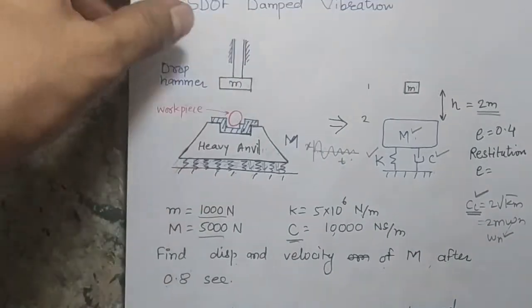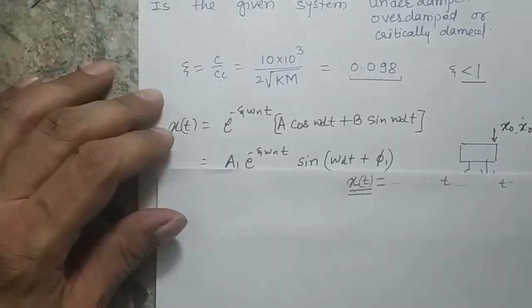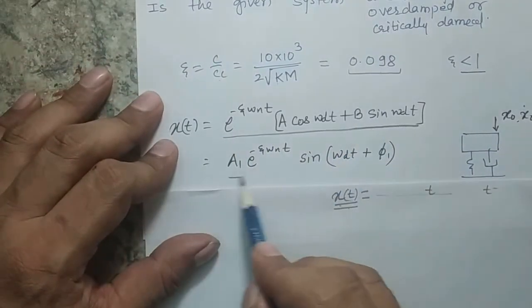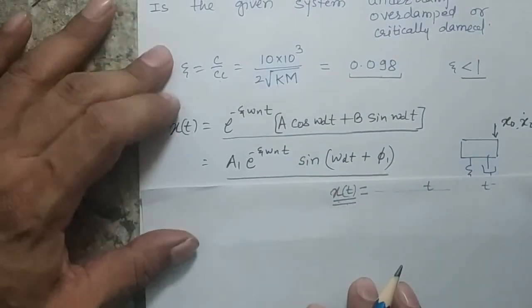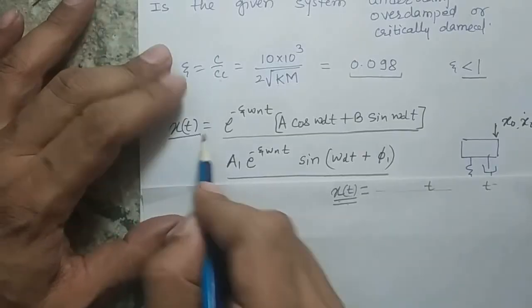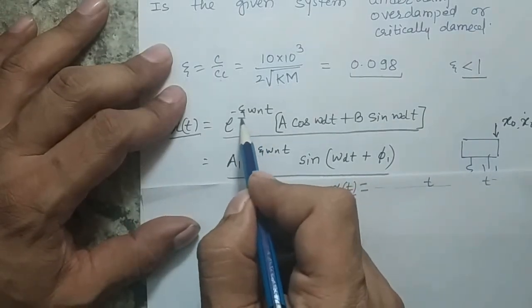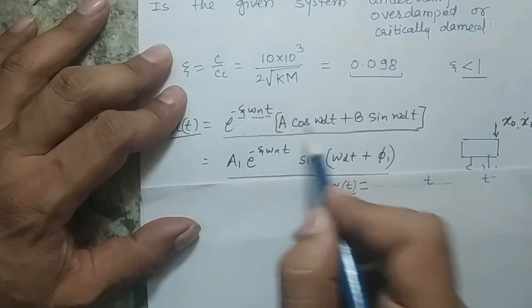So now let's try to find it. As I said in my previous lecture, to solve the problem you can use either this expression or this expression. These are standard, and I would request students to remember this equation. This is the response equation for an underdamped system, where zeta is the damping ratio, omega n is the natural frequency, t is time, and A and B are constants.